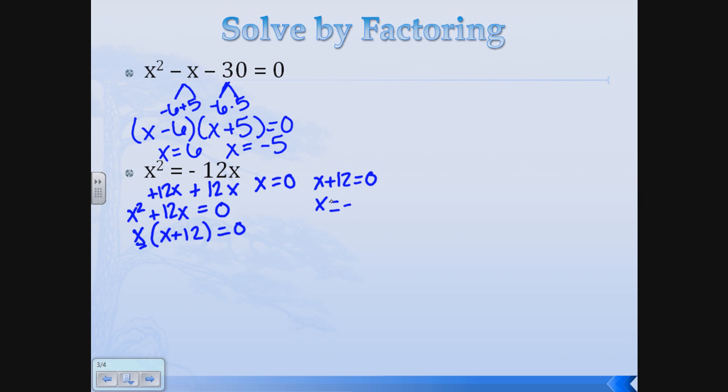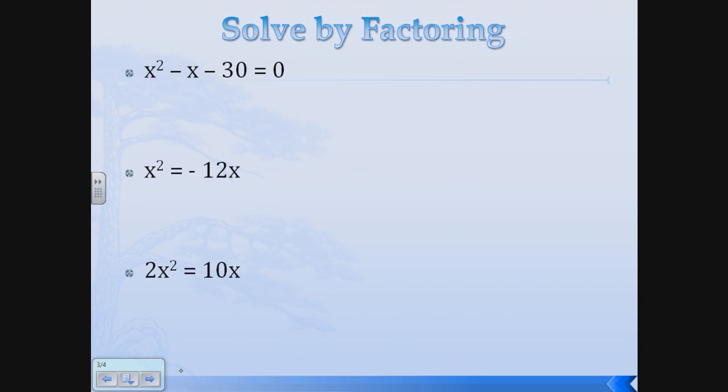X equals negative 12. So this time your answers are x equals 0 and x equals negative 12.